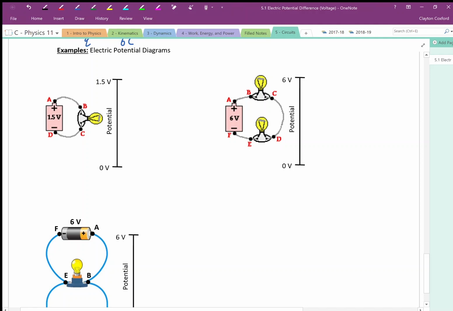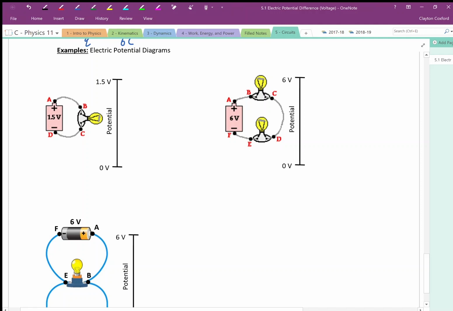This one here on the top left, a 1.5 volt battery, means this battery has the capability to give each coulomb of charge 1.5 joules of energy, and we're hooking it up to a light bulb. This is a very, very simple circuit, the most simple circuit you can build.